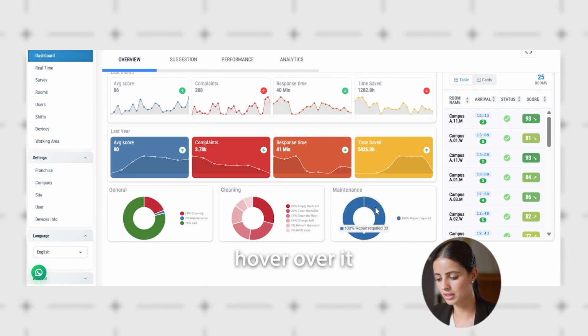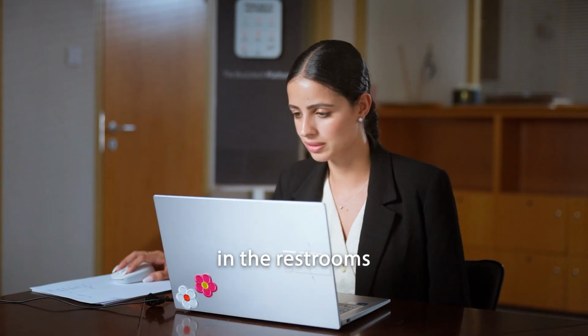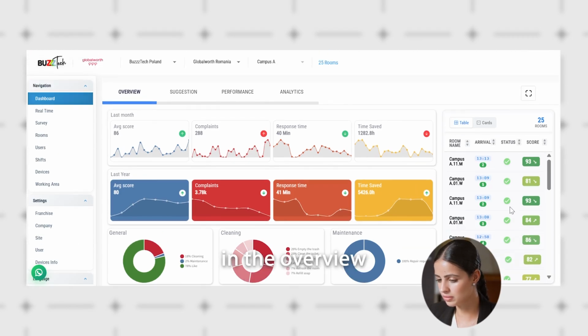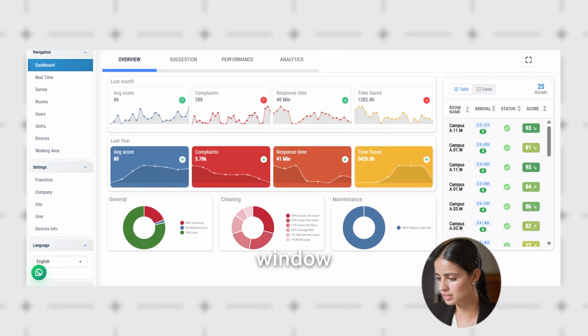Basically, if I hover over it, I can see that 33 people clicked on repair, on maintenance in the restrooms. The last thing worth looking at in the overview is actually the small real-time window. It basically gives us a snapshot of what's happening right now in the restrooms.